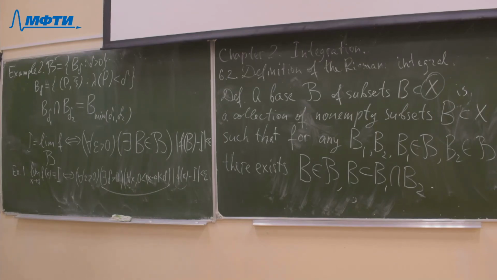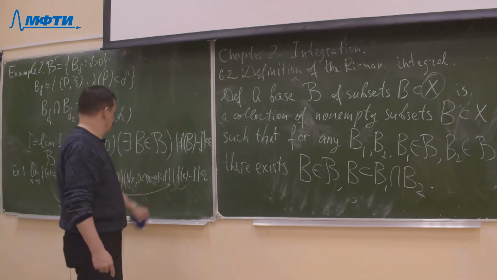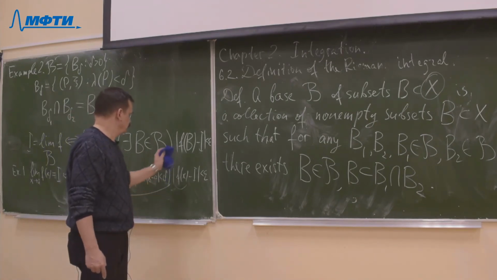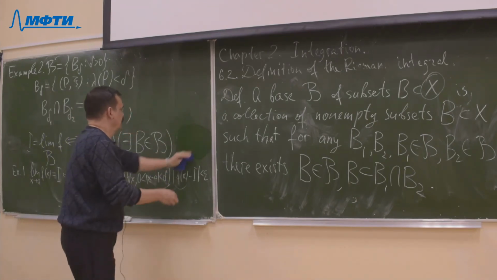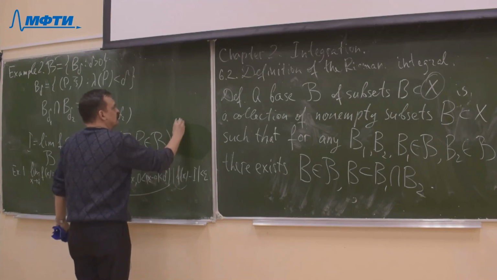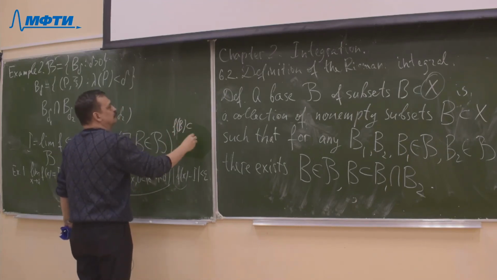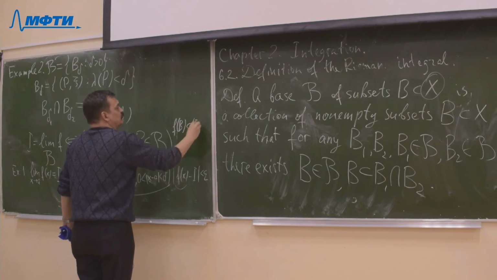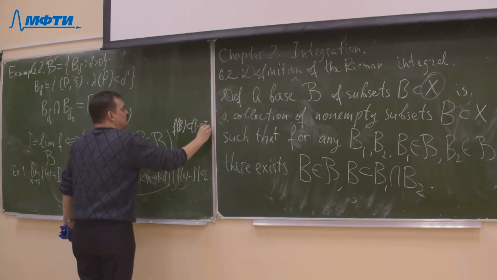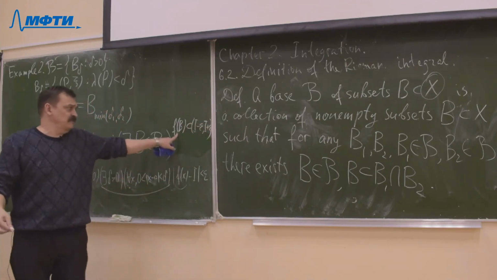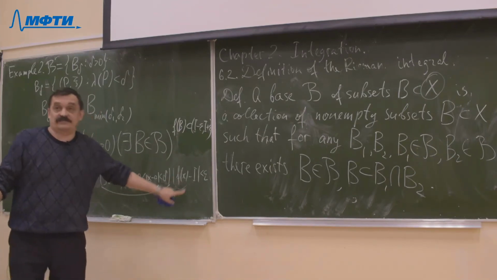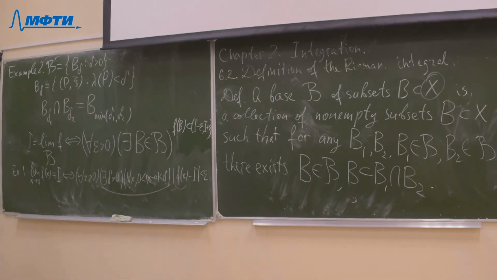Maybe that is a bad way to write it. I should write it like this, sorry: f of B is in the interval I minus epsilon, I plus epsilon. That is better, because that is the set of all f of x. I wrote it in the wrong way.